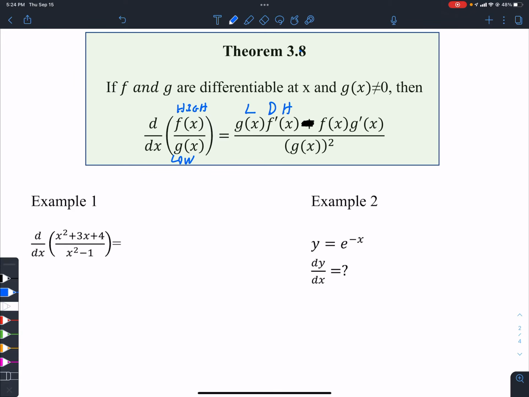Minus f here is the high function, so I'm going to say high. G is the low function. I want the derivative of low, so d low. And this is the low one squared, L squared. So low d high minus high d low over low squared. That's just something I use to help me memorize what it is.